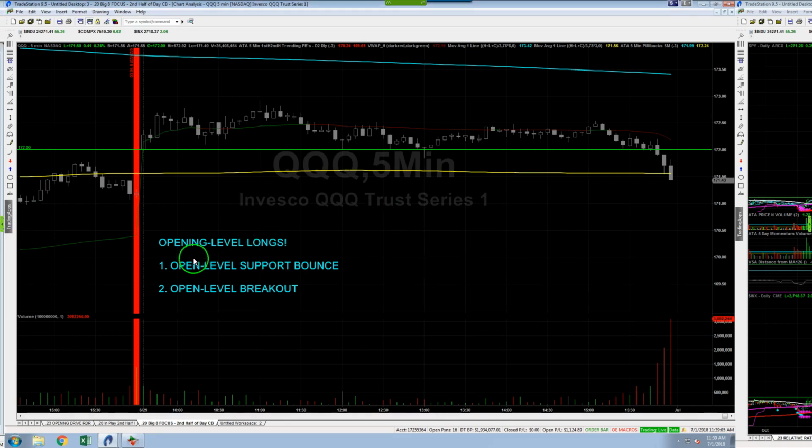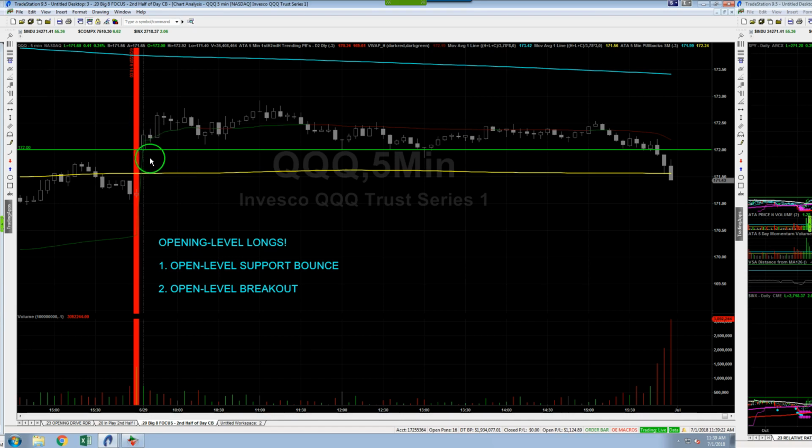So open level support bounce, guys. This is a great example. The Qs opened up, gapped higher on Friday, guys, and that's our line right there. That's our opening price. Because they continued to move forward right after the open, guys, we didn't have a chance early on for that open level breakout.